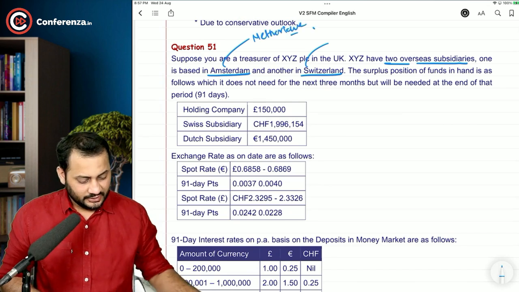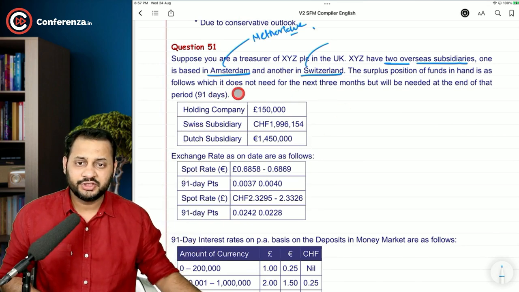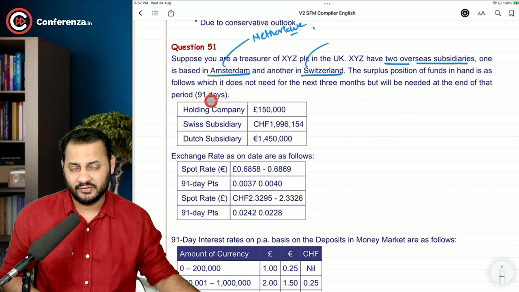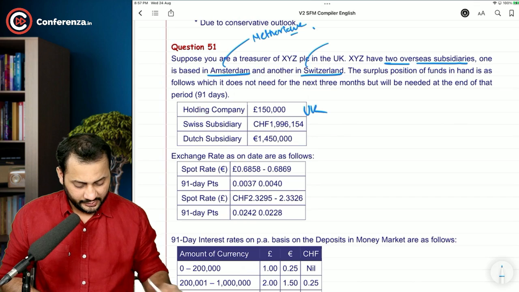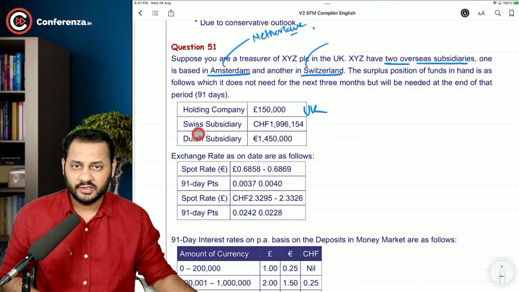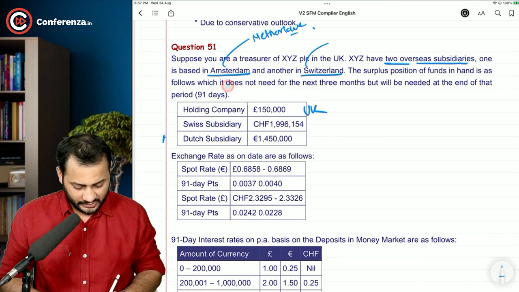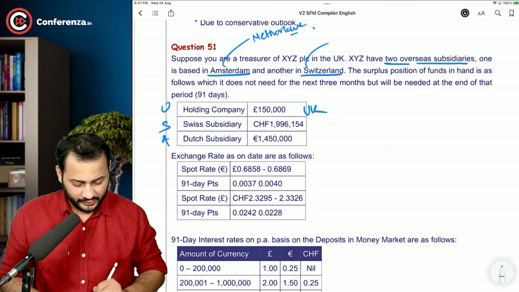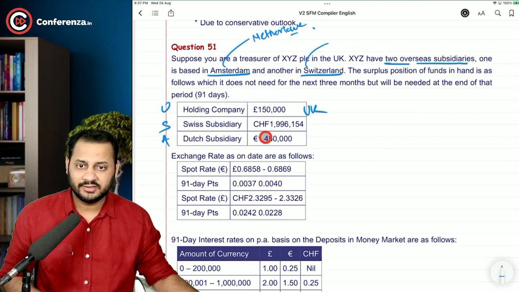Okay. The surplus position of the fund in hand is as follows, which it does not need for the next 3 months but will be needed at the end of the 91 days. Holding company, which is in UK, right? Swiss subsidiary, which is in Switzerland. Dutch subsidiary, which is in Netherlands, that is Amsterdam. Okay, so this is Amsterdam, Switzerland and UK. So the surplus with all the three companies is like this.